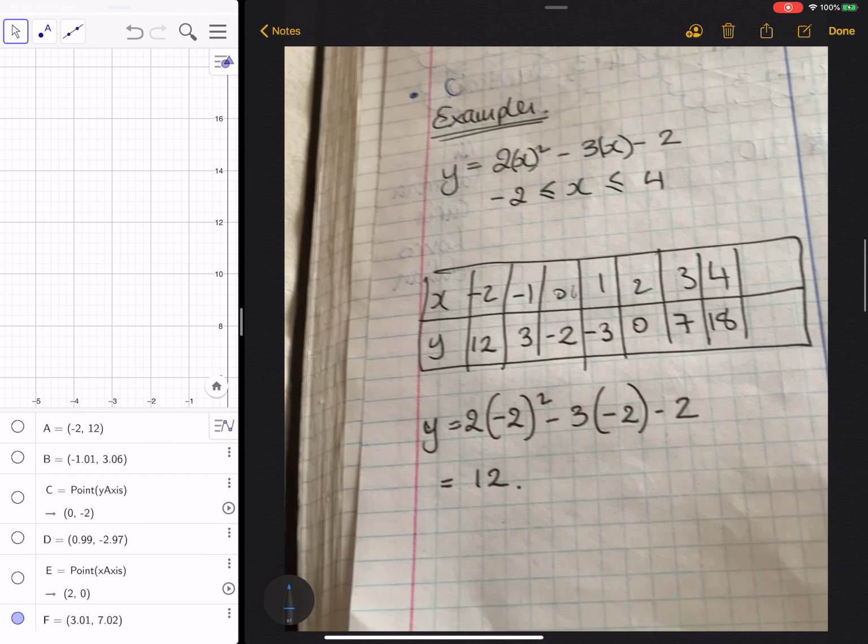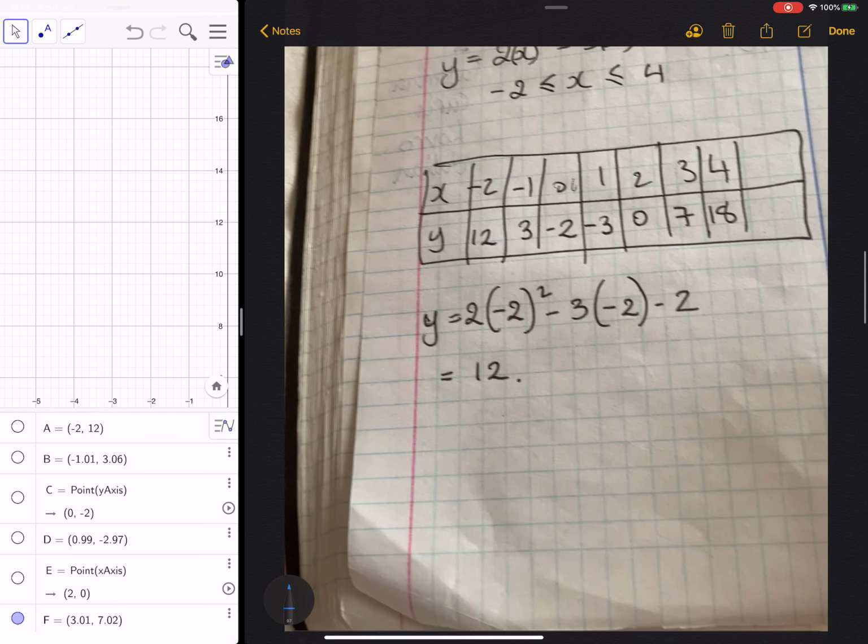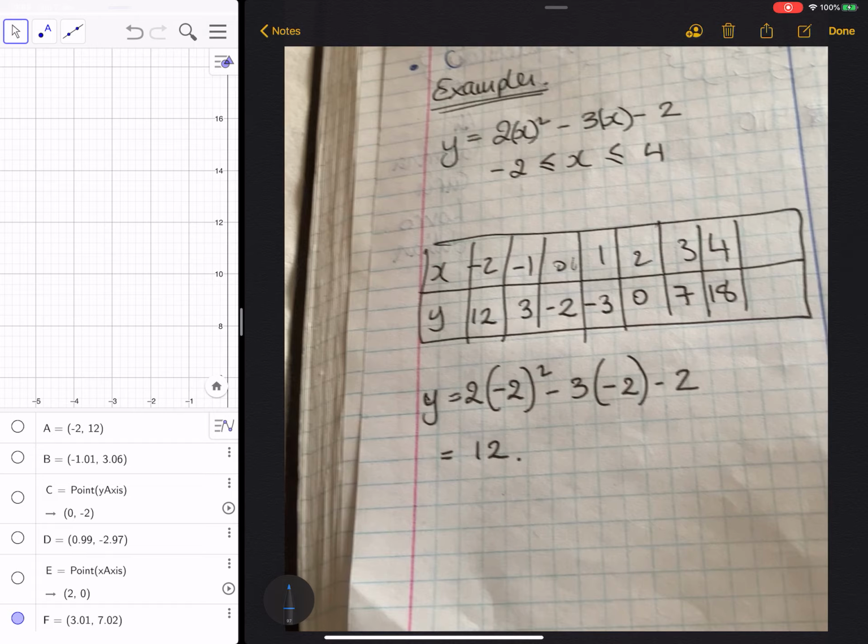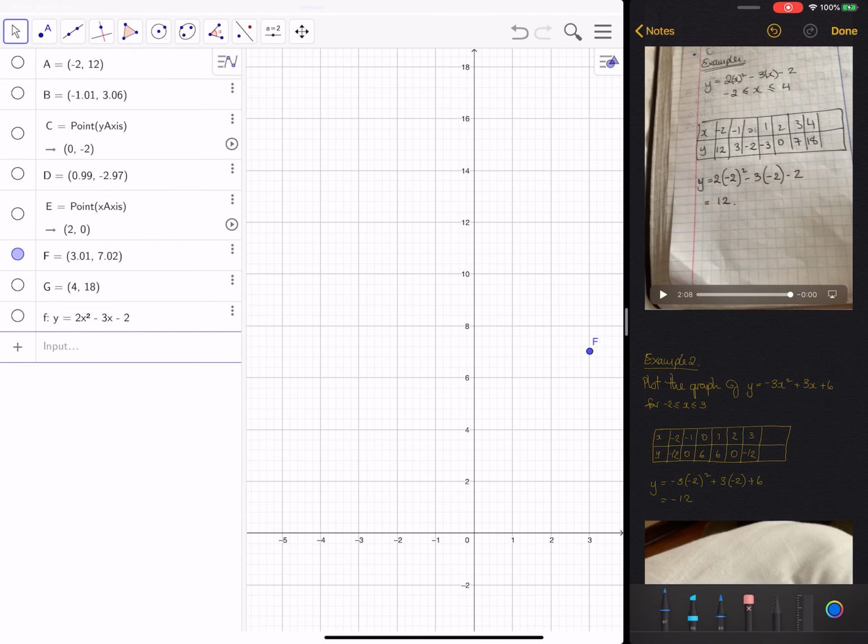Okay, so whichever way you obtain your table of values, the next thing you have to do is plot it on our graph. Okay, so we take our graph, and then we plot the values. So the first thing we have to plot is minus 2, 12. There it is there. Then we have to plot minus 1, 3. Then we have to plot 0, minus 2. There it is there. Then we have to plot 1, minus 3. Then we have to plot 2, 0, 3, 7, and then 4, 18.